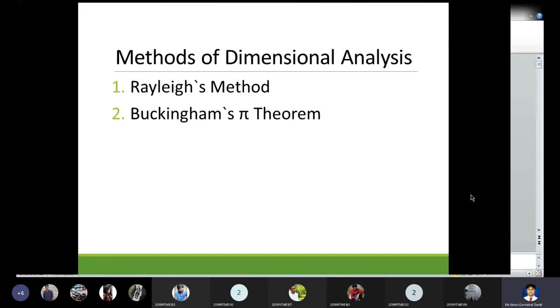As I said, there are two methods available. One is Rayleigh's method. In Rayleigh's method, the disadvantage is that you can solve only till how many parameters? Only 5 or maybe 6, or no, 6 is not possible. Till 5 you can solve, but even till 5 it becomes very difficult in Rayleigh's method. So that is why we are going for the pi theorem method.